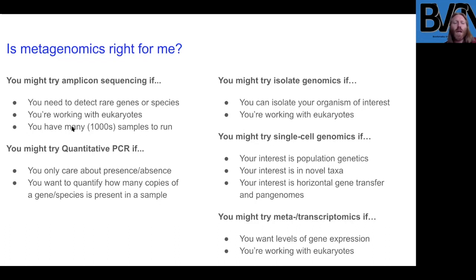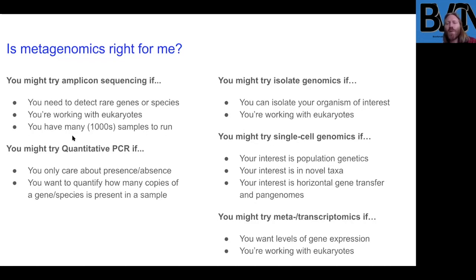metagenomics. We kind of skipped talking about genomics in this, but there's a long history of sequencing complete genomes of things that you can isolate and grow in the lab. So if you can isolate your organism of interest, it's probably a great idea to do that and sequence the genome first before going out and looking for it in the environment. And again, if you're working with eukaryotes, it's also probably a good way to go.